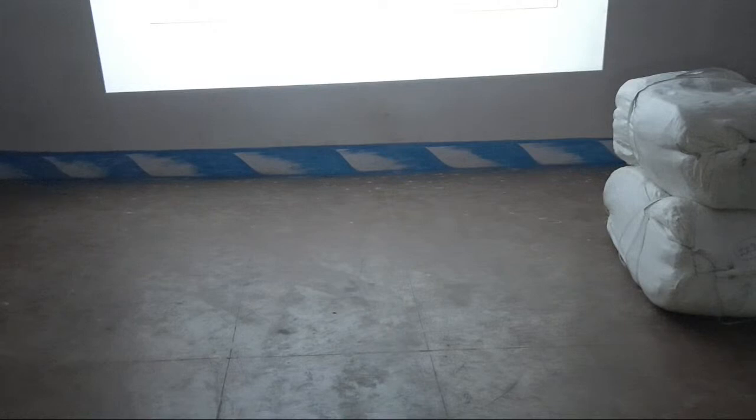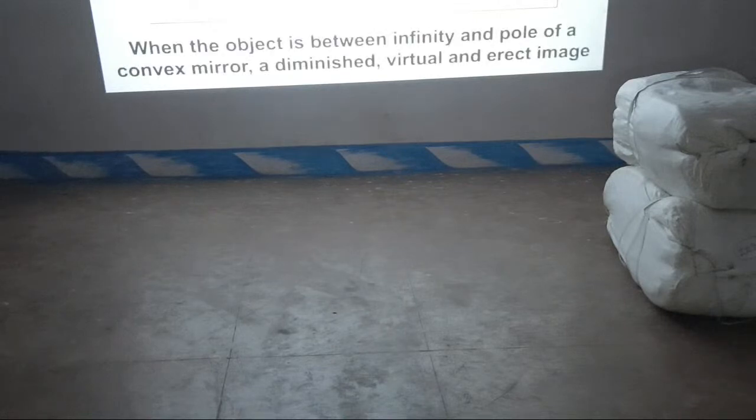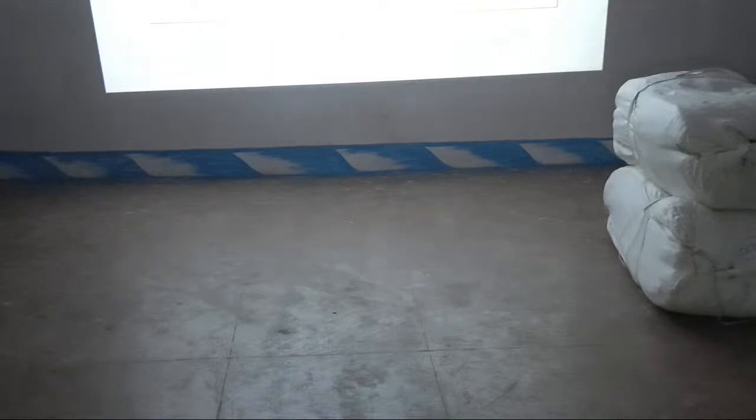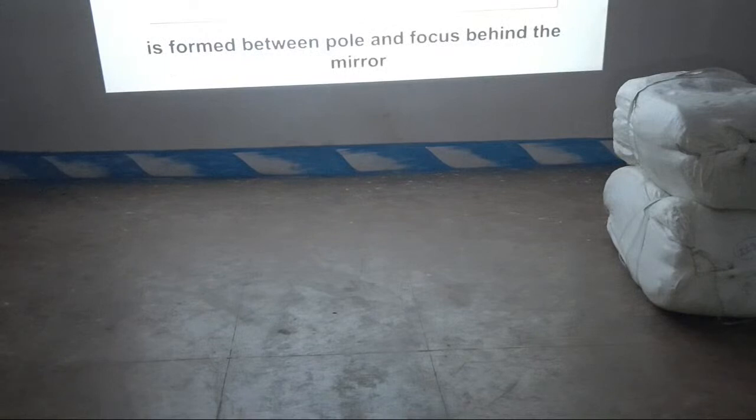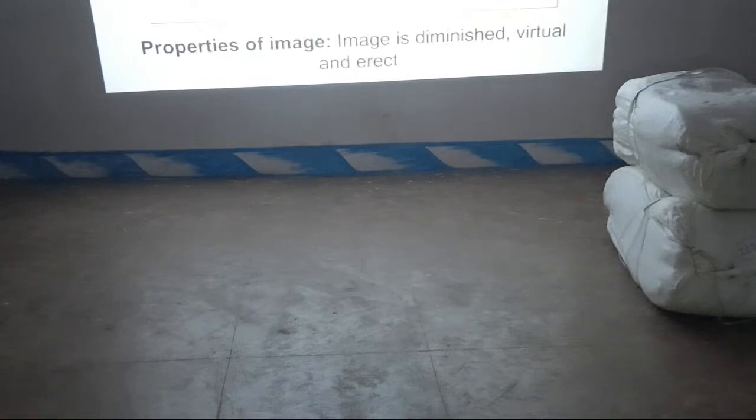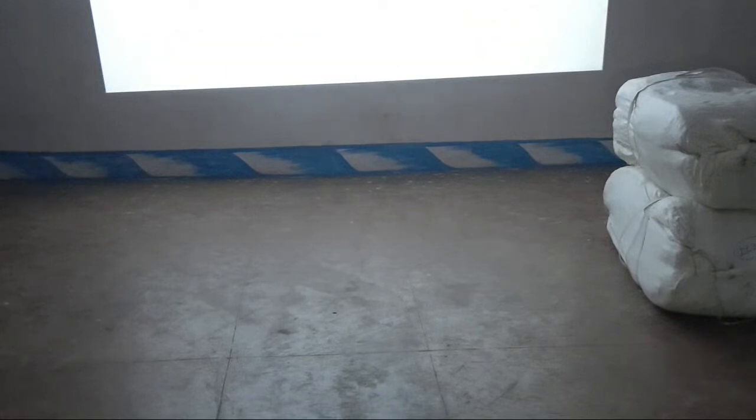Object between infinity and pole. When the object is between infinity and pole of a convex mirror, a diminished, virtual and erect image is formed between pole and focus behind the mirror. Properties of image: diminished, virtual and erect.